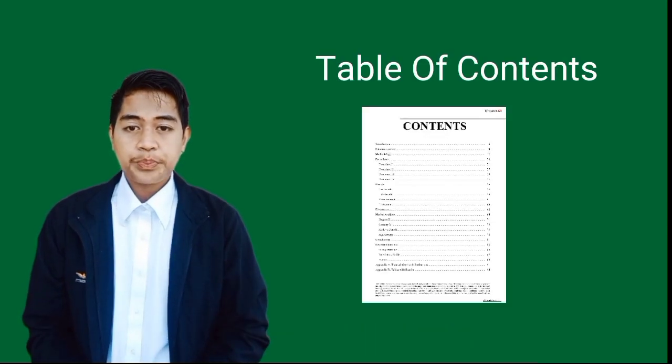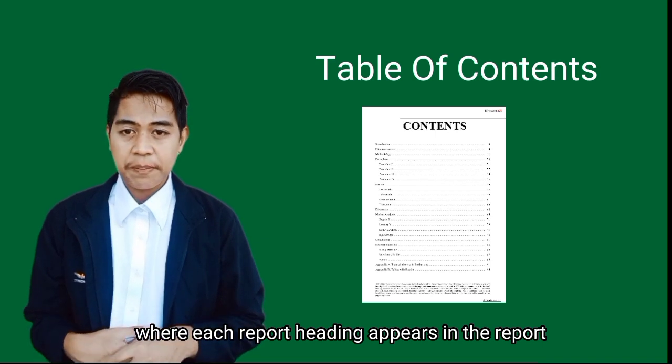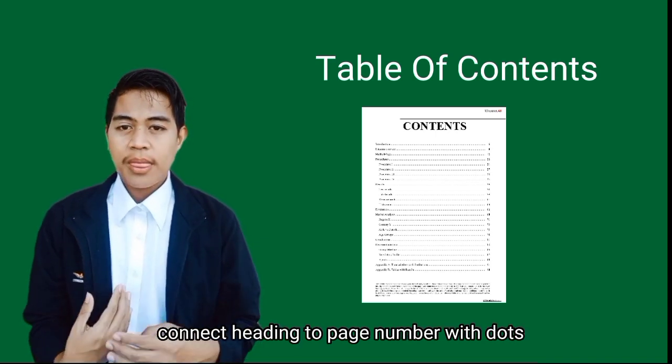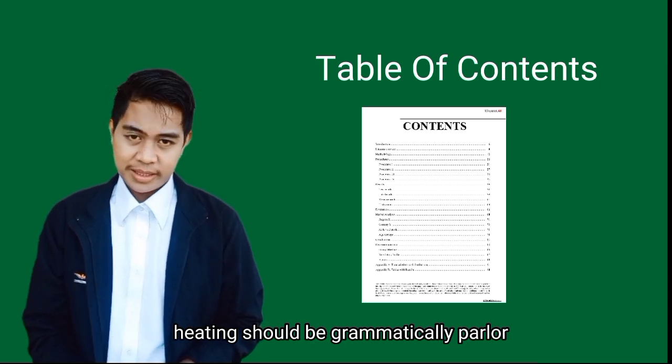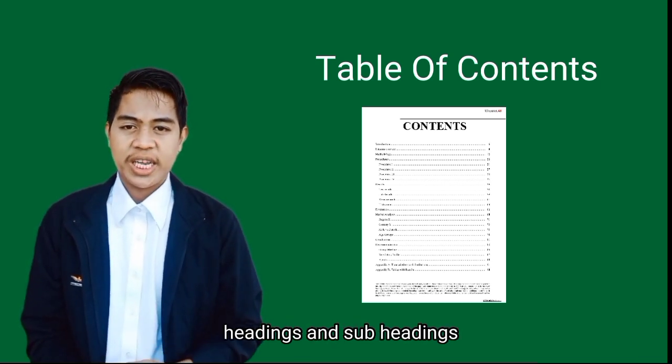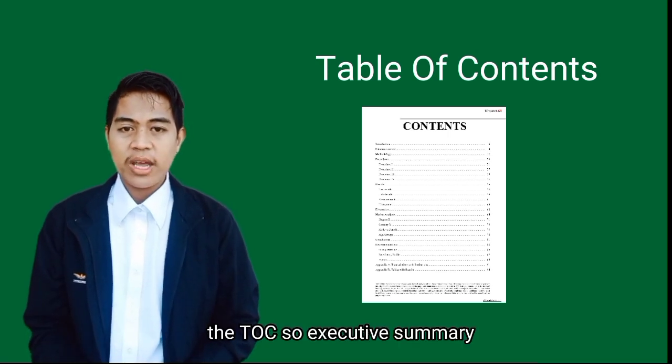The next one is the table of contents. It shows the beginning page number where each report heading appears in the report. Connect headings to page numbers with dots. Headings should be grammatically parallel, including major section headings and subheadings. No page number on the table of contents.